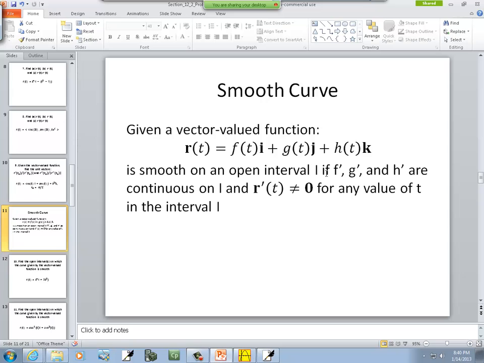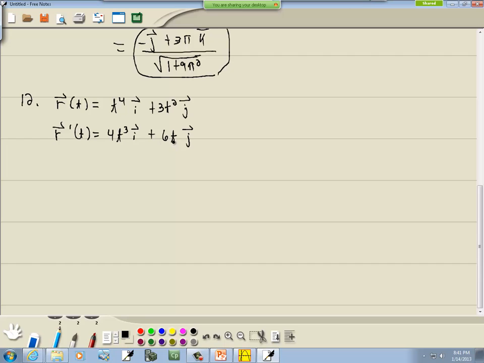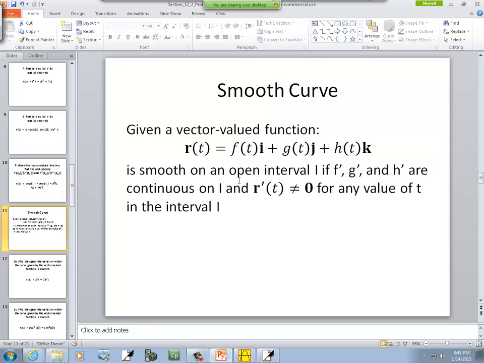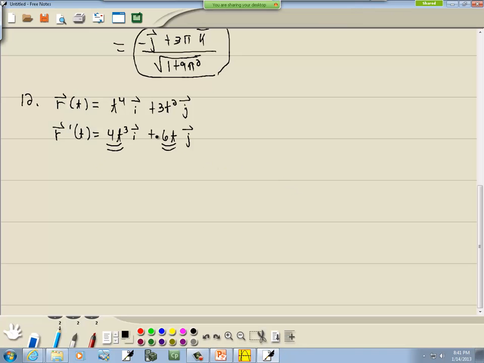Okay. Smooth on the open interval if f prime, g prime, and h prime are continuous on I. So we look where these are discontinuous. Well, the places where you have something discontinuous is when you have a fraction, you've got a t in the denominator, or we have a radical with an even index, like square root of t. If you have a piecewise function, that's another place. Both this component function and this component function are continuous everywhere, so we're fine there. Then they say, and r prime is not equal to the 0 vector. So what we're going to do is set each component function equal to 0 and then solve it.